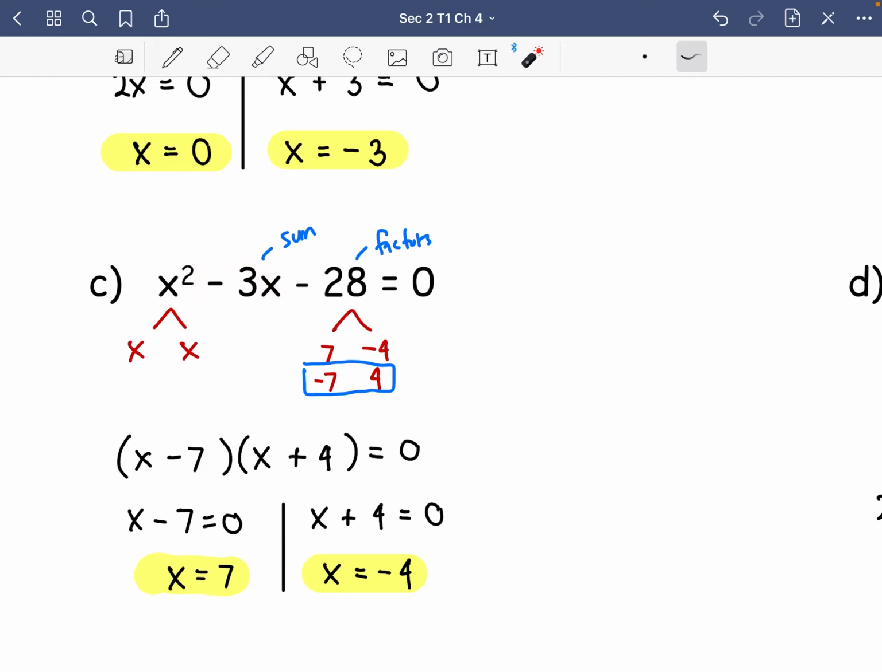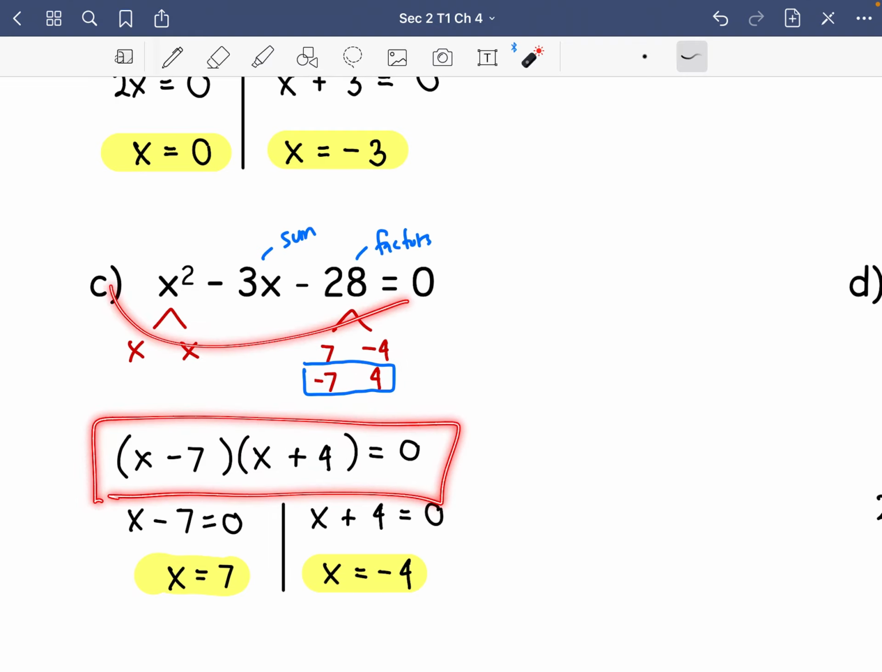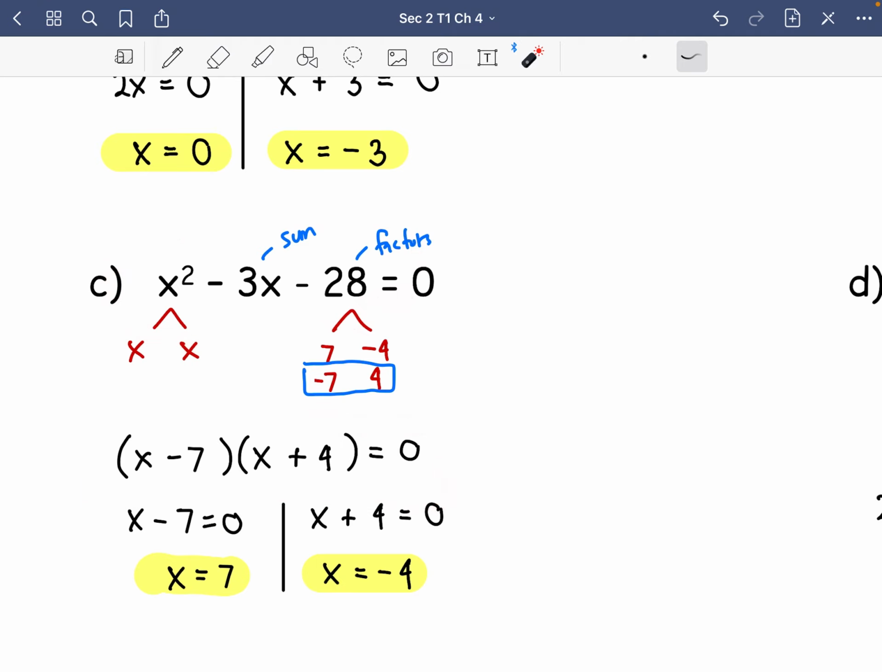So we have listed down everything here. Our answer is negative 7 and 4, because negative 7 times 4 is negative 28, and negative 7 plus 4 is negative 3. So that means that these are the correct pair of factors. So we get x minus 7 and x plus 4. These are the factors of your quadratic equation.